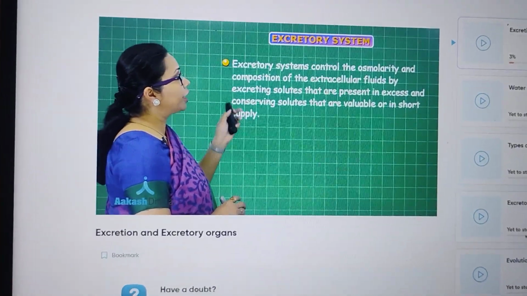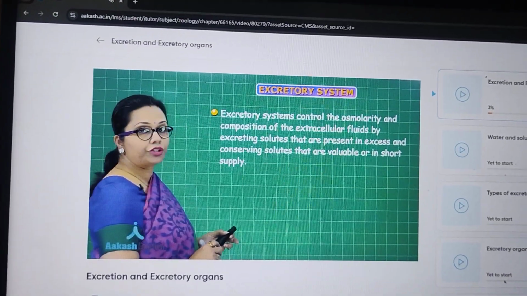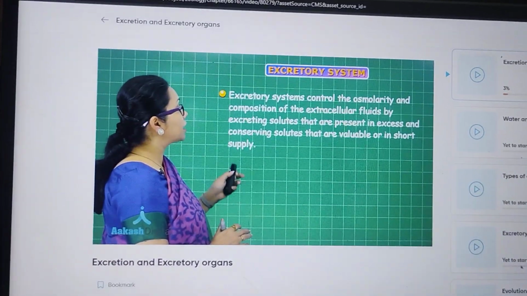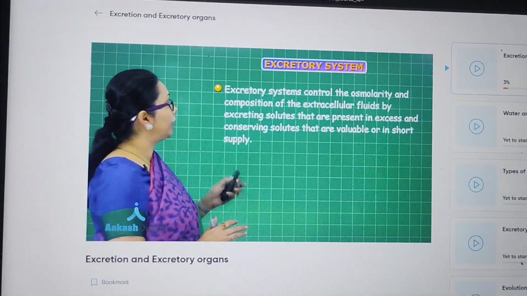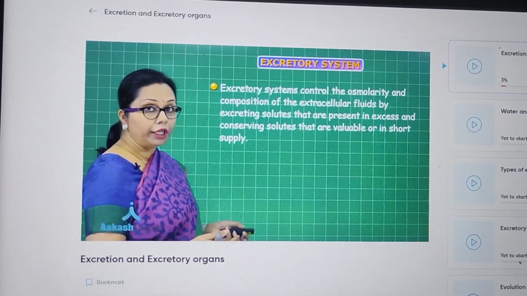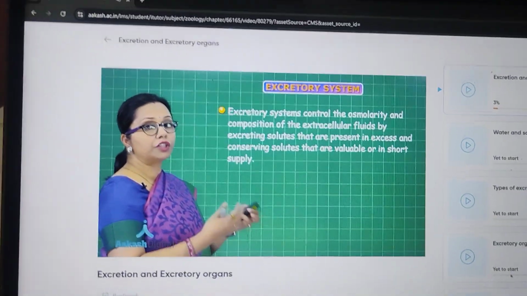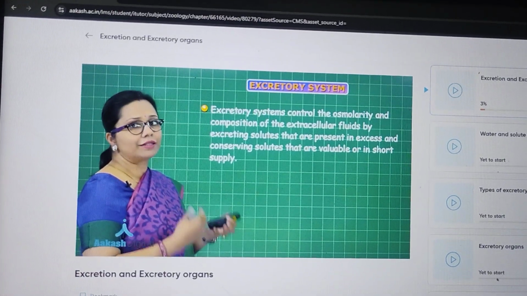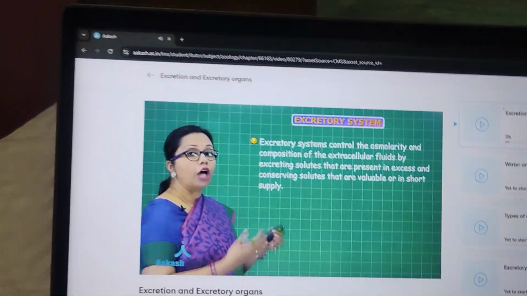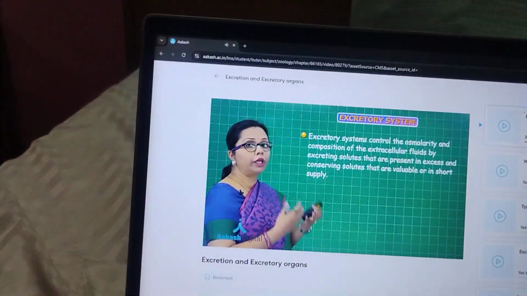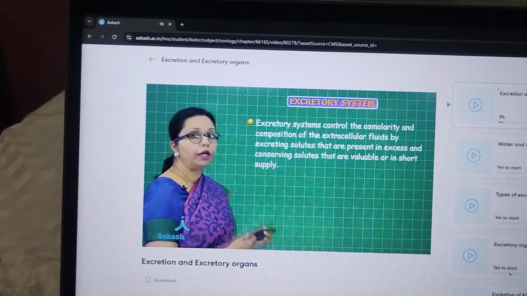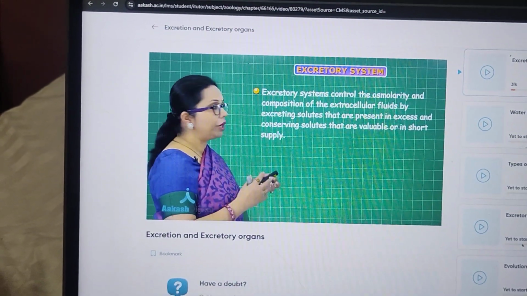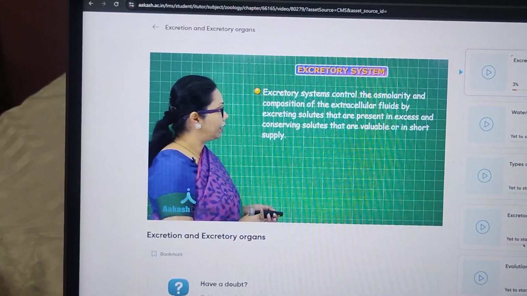So excretory systems control the osmolarity and composition of the extracellular fluid by excreting solutes that are present in excess and conserving solutes that are valuable or in short supply. During kidney function, we'll be studying that when the blood is filtered, in the plasma, glucose, amino acids, NaCl and other salts are present. Out of that, those which are very valuable for the body will be reabsorbed back into the blood, while those in excess will be passed out in urine. This way, kidneys are maintaining the osmolarity of our blood.